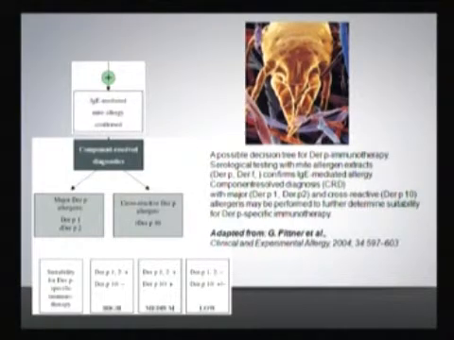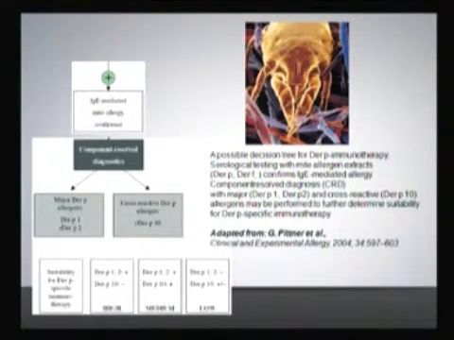You have the same with mites. If you are allergic to Der p 1 and Der p 2, it has been published by Pittner. If you are allergic to Der p 1 and Der p 2 alone, you will have good results with immunotherapy. If you are additionally allergic to Der p 10, which is a tropomyosin, you will have medium results. But if you are only allergic to Der p 10, you have the chance of having a low response.